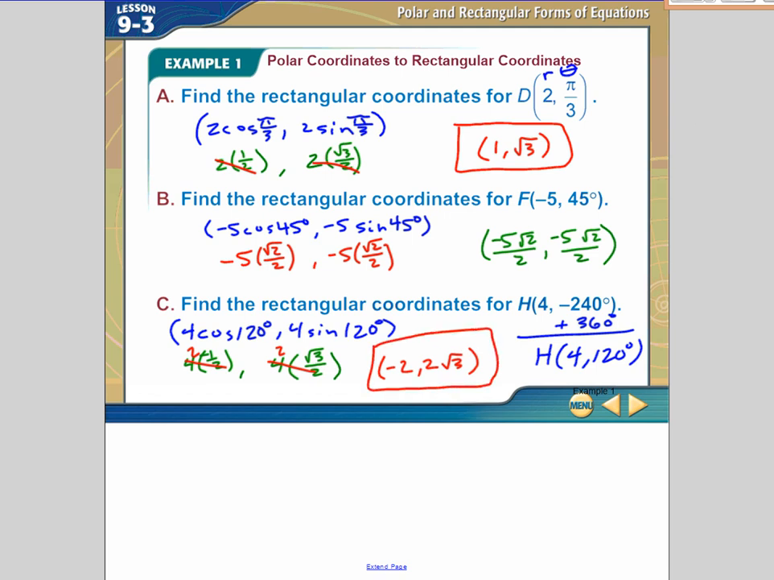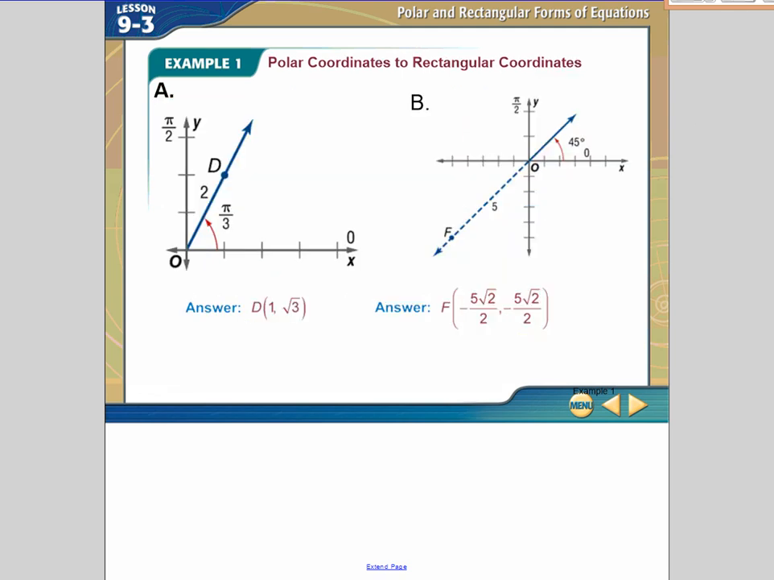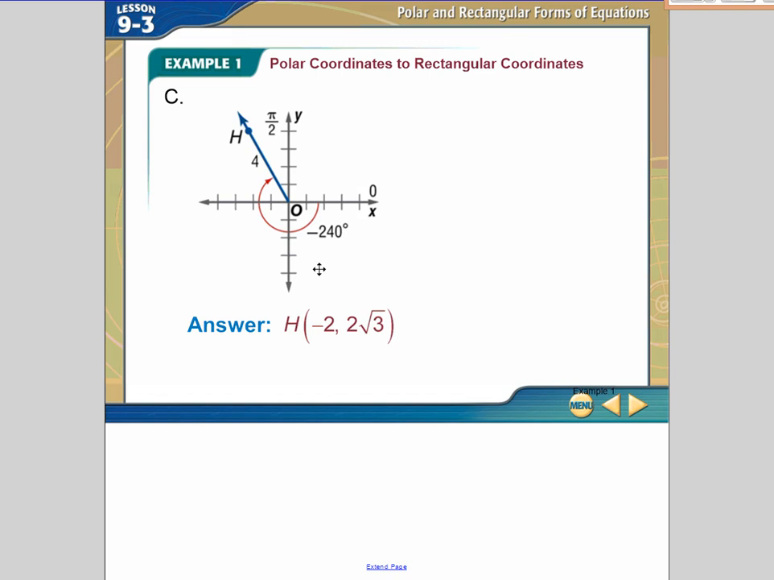Now let's go check the book and see if they got the same thing. Here's the answer for A and B. They said the point is 1, square root of 3, which was what we got. Here, it says -5 square roots of 2 over 2. It's also what we got. And finally, for part C, they got the same thing.